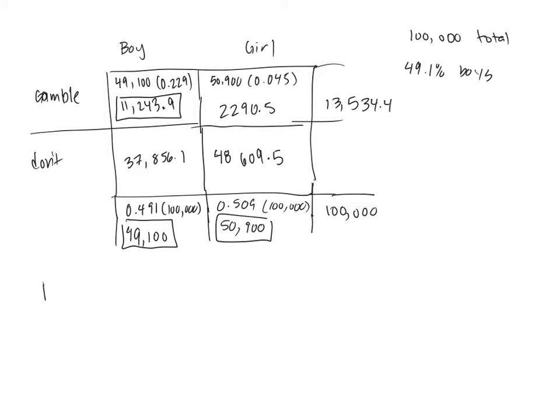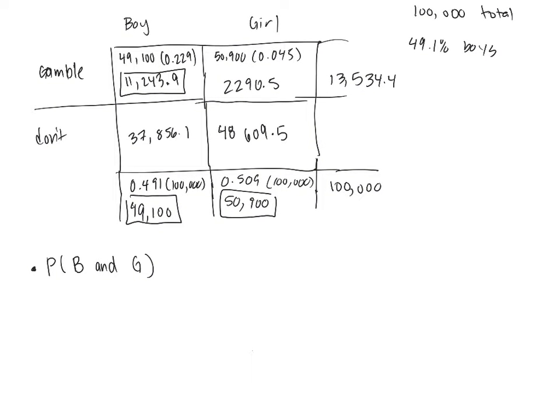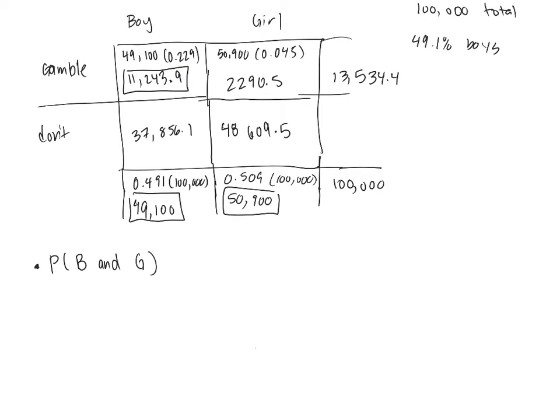Okay. Probability of boy and gamble. That's the first dot you have on that paper above where I gave you space for the table. So how many of these kids are boys and gamblers? 11,243.9 divided by 100,000. Let's make a calculator do that, right? You get about 0.12112.